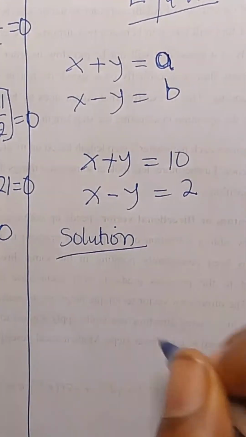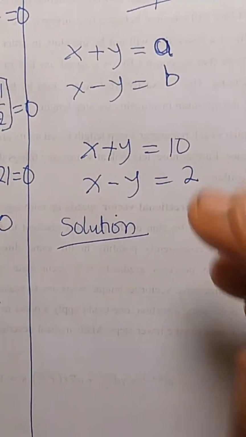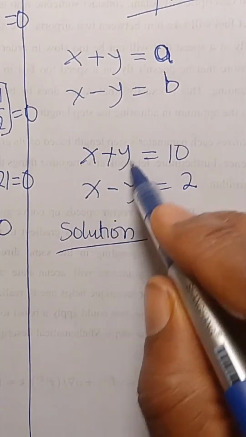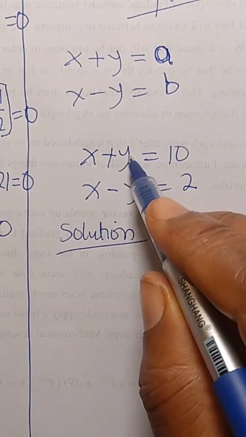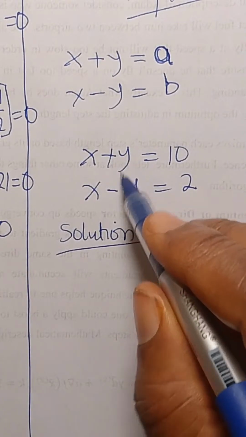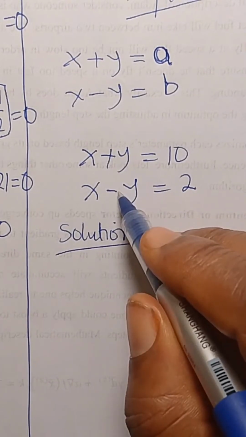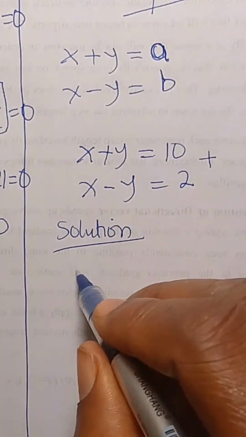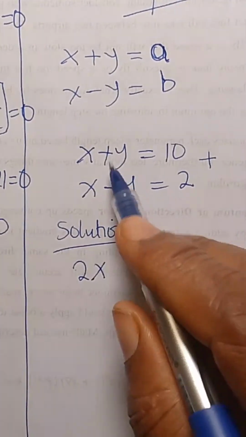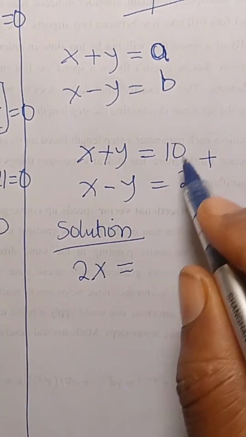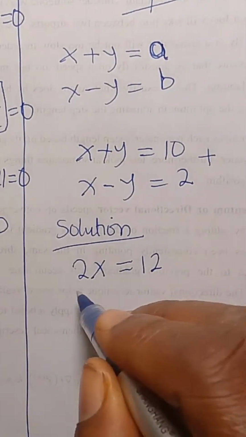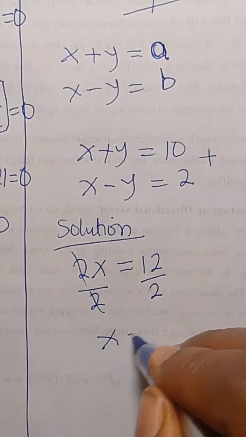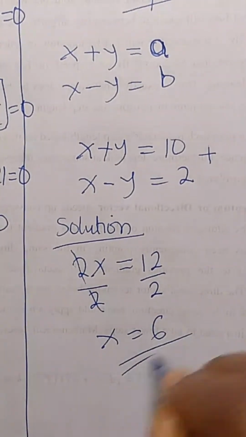I'll still explain the elimination and substitution methods. Elimination means that since we have plus y and minus y, if we add here, definitely the y will clear. So we are going to add the two equations. x plus x will give us 2x. The y's go off, and this is equal to 10 plus 2, which gives us 12. So to get x, we divide both sides by 2. Our x is equal to 12 divided by 2, which is 6. So our x is 6.